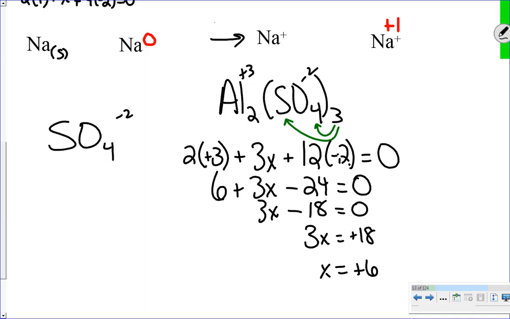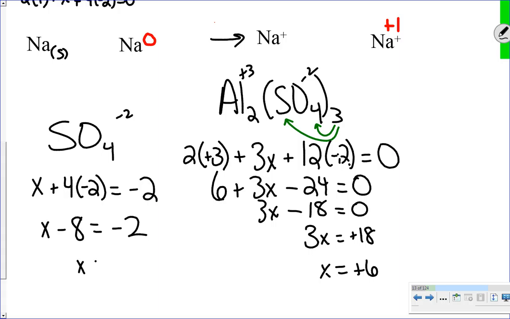If you look this up on table E, you could separate this out from the aluminum. So x is still our charge for sulfur. We know that we have 4 oxygens times negative 2 each. That whole thing has to add up to negative 2. So x minus 8 equals negative 2, or x equals plus 6. So 2 ways that you could get to the same place.